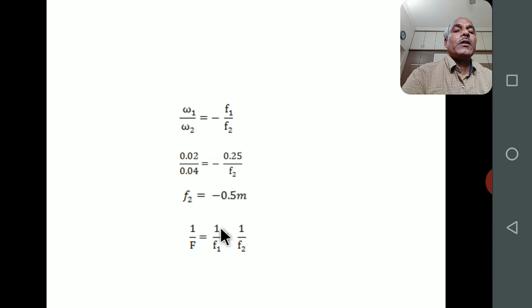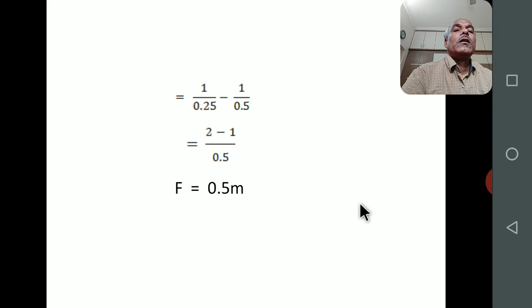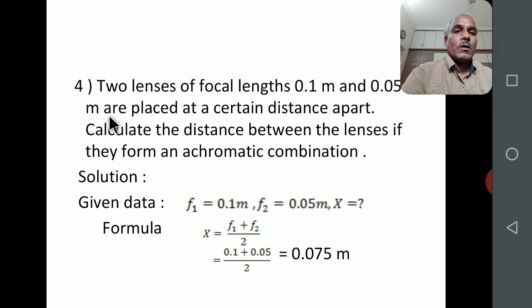Now 1 by F is equal to 1 by F1 plus 1 by F2 is the equation for equivalent focal length. In this equation, let us substitute F1 and F2. On simplification, you will get the value of capital F is equal to 0.5 meters. Now let us switch over to another problem.